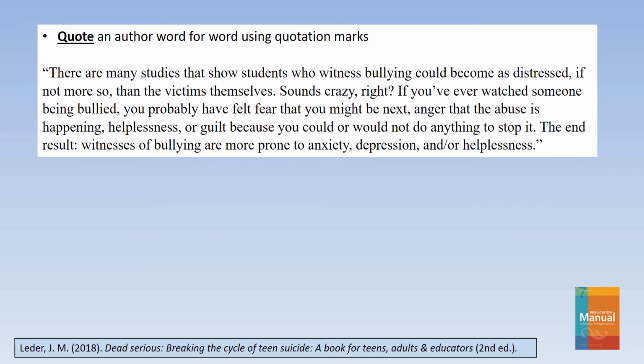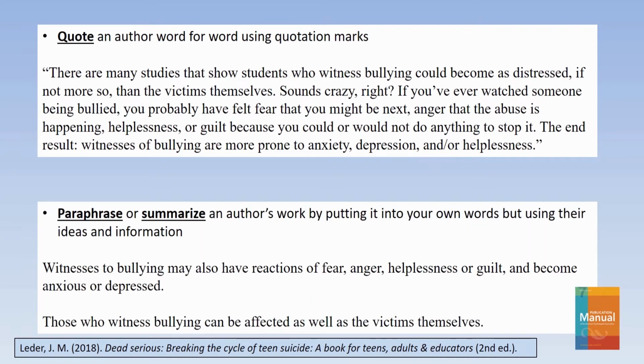You can use information from a resource in several ways. A quote or quotation uses the author's exact words and must be attributed to the original author. We use quotation marks to show it is word for word from the original source. You could also paraphrase or summarize by putting the author's ideas in your own words. Because the information is not original to you, whether you quote, paraphrase, or summarize, you have to provide a citation.